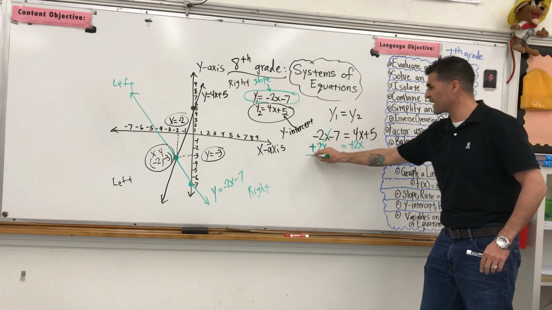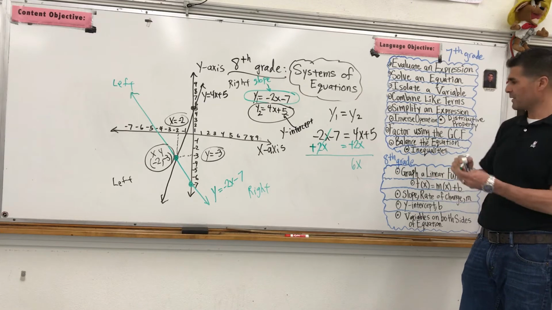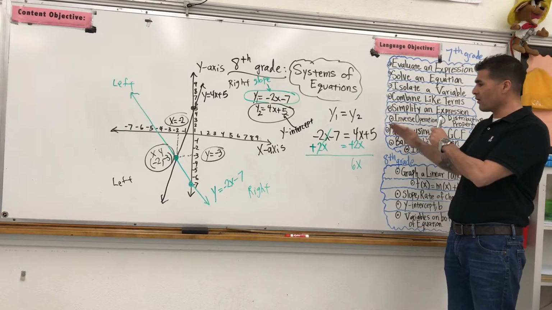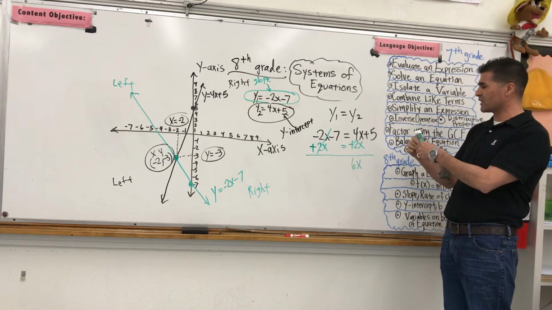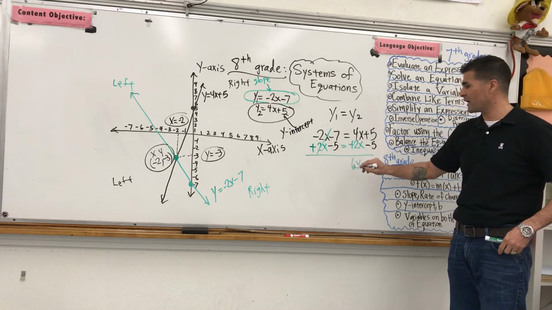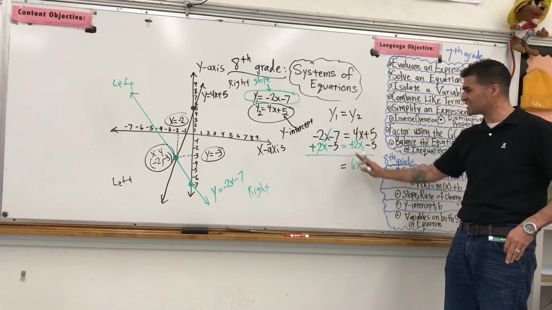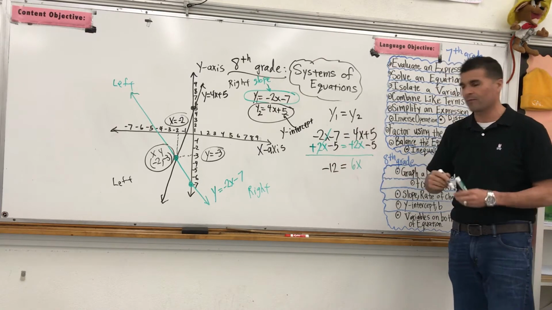This is going to go ahead and cancel out the -2x, and this is going to give me 6x. Well, let me go ahead and get all the values without x's on the opposite side. Let me take away 5, and let me balance the equation. This is going to give me the equal sign, says that 6x is equal to -12.